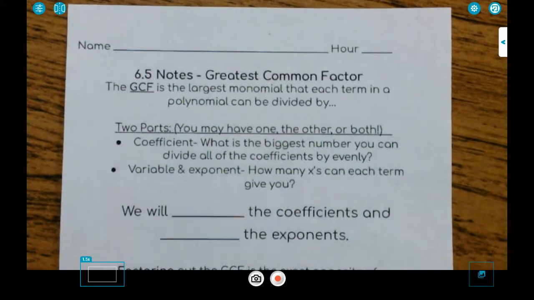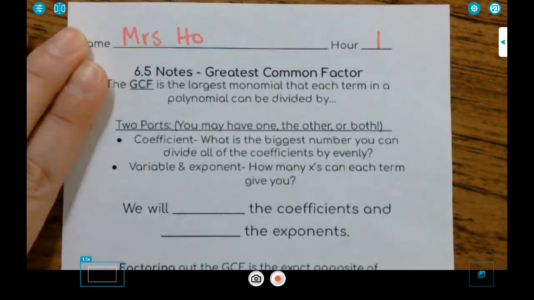So today we are factoring out the greatest common factor. Let's go ahead and throw your name on here. Always feel that. It's hard to see.